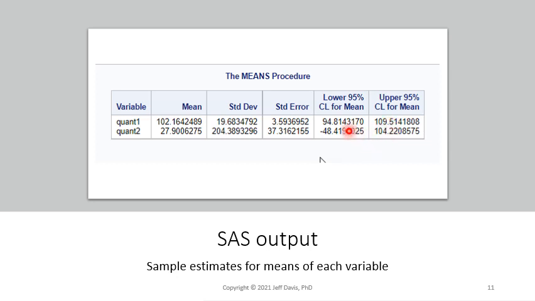So this is saying that if we were to go back into this population and get 99 more samples, so we'd have 100 overall, at least 95% of those samples would fall within this interval, 94.81 and 109.51. One thing we want to do is step back and say, it looks like this confidence limit contains the population parameter.